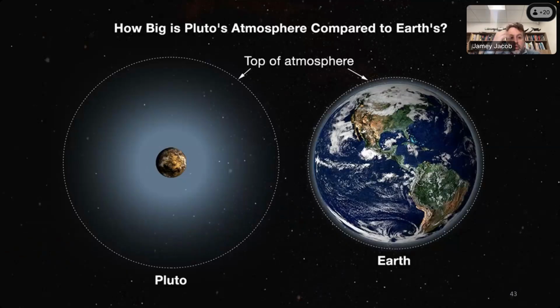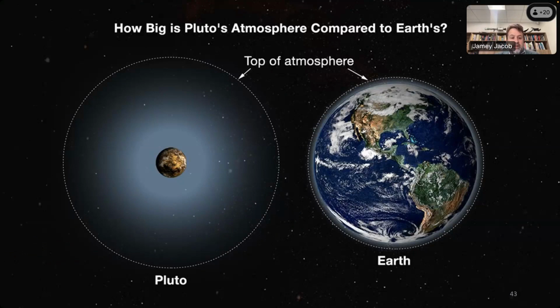And so if you do a comparison, Pluto is about the same size as the moon, and we know the moon doesn't have an atmosphere. But we'll see that the extent of the atmosphere goes all the way out, such that the atmosphere itself is larger than the Earth's atmosphere. So it's a very extensive atmosphere, just very, very thin.